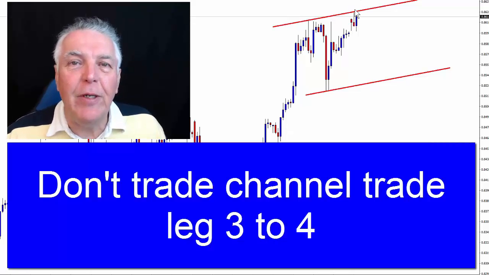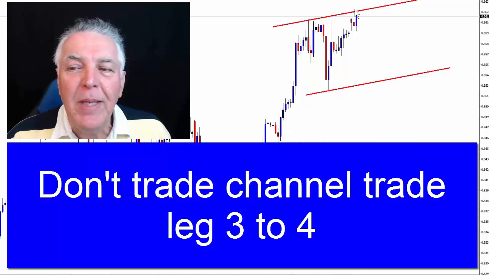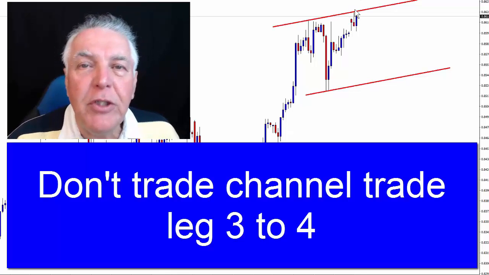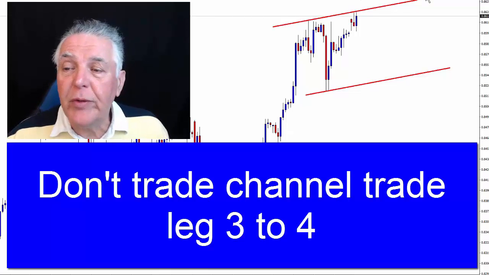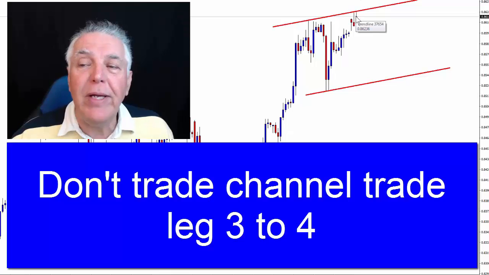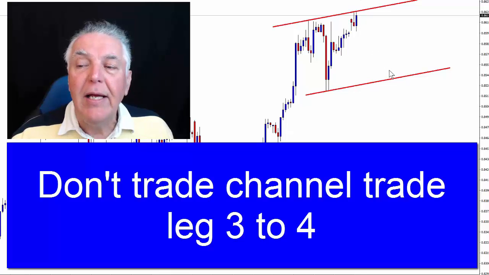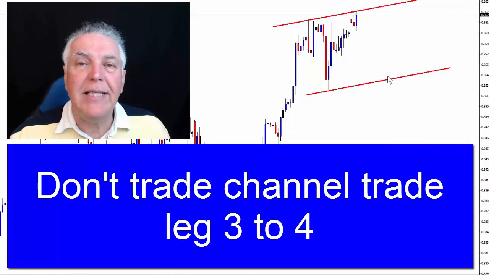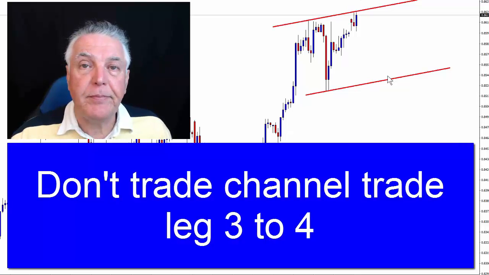Which leads me on to the next error or bad habit, which is that traders try to trade leg 3 to leg 4. And that is one of the most insecure legs, because if you look at the screen right now, if we assume this is point 3, it can carry on. So we don't know that this is point 3 yet, and if you try and trade this leg, you're going to get into serious trouble. So let leg 3 mature to a point where we know that it's a turning point and that we can then treat 4 as the expected reversal point.